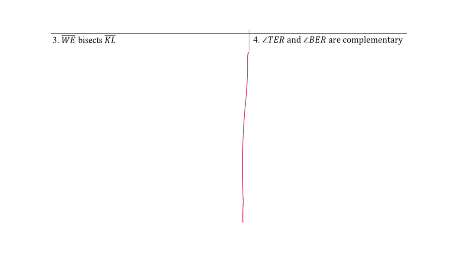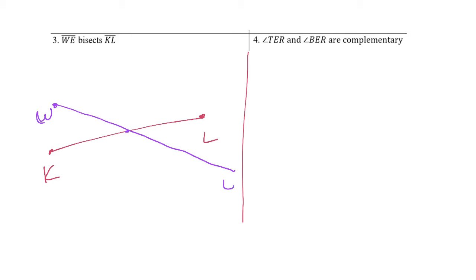All right, the next one says WE bisects KL, and they're both going to be lines with points. So I'm going to draw this as KL because it's the one that's being bisected. Bisected, remember, means cut into two equal parts. So then I'm going to draw a line through it and label that one WE. And if it bisects it, like I said, it cuts it into two equal parts. So you do need to label those two segments congruent with tick marks.